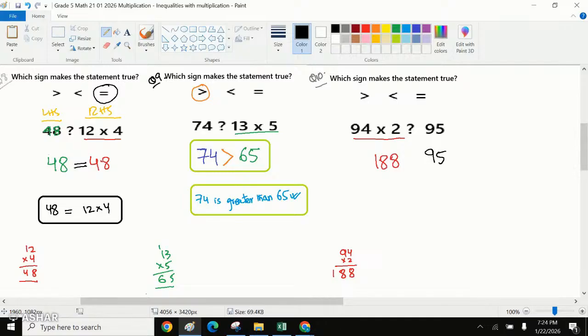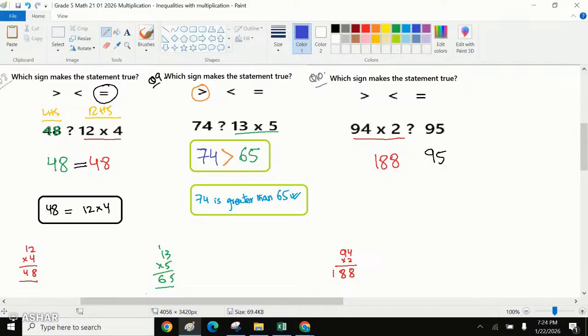Okay, Rebecca, which number is greater? Rebecca, which is greater? I know you know the alphabets, but I need to read the comments, okay? Please. Thank you. Which number is greater, 188 or 95? Which would be the greater number, Rebecca? 188 or 95? Okay. Yes, thank you.